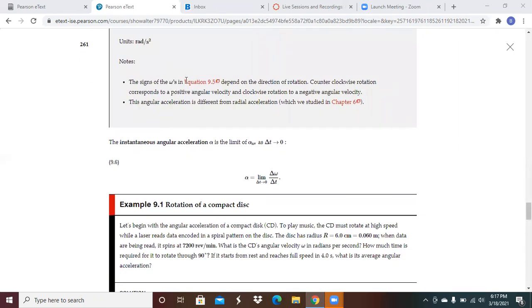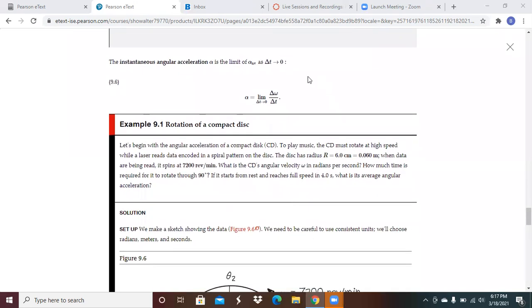The sign of this is going to depend on the rotation. If it's counterclockwise, then it's going to be a positive angular velocity. If it's clockwise, it's going to be negative. And again, the instantaneous angular acceleration is going to be represented with this formula.